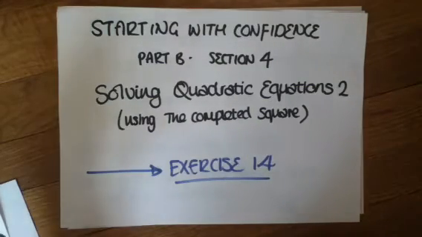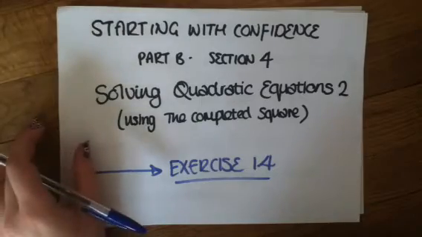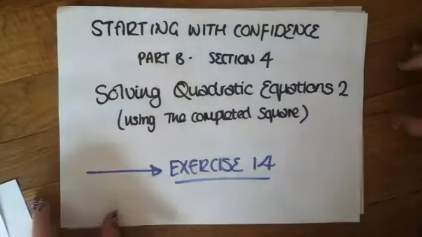So this is Starting with Confidence part B, section 4, solving quadratic equations 2 using the completed square. This will help you with exercise 14.